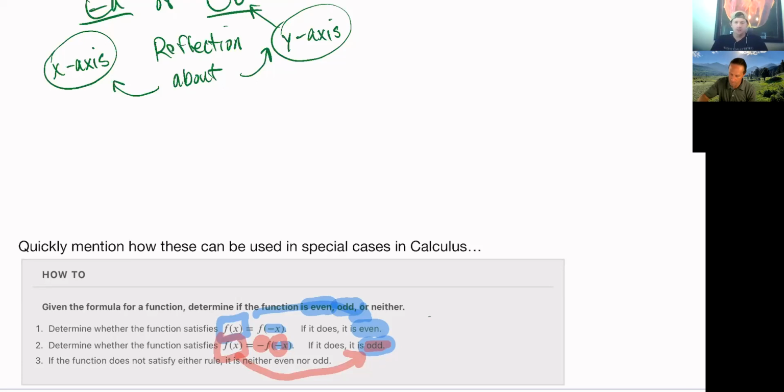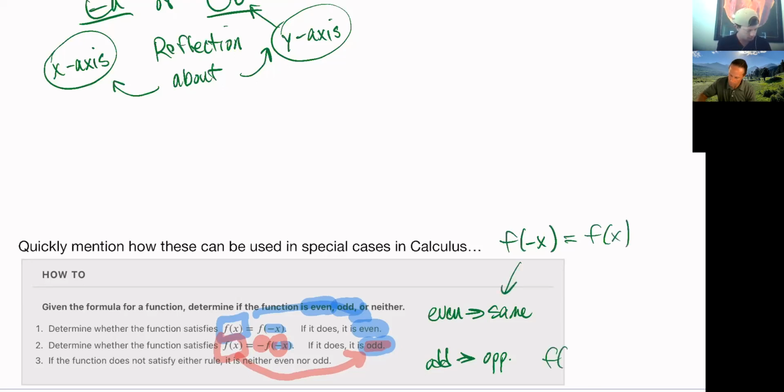Okay, so if you want to write something down: even, same, odd, opposite. And we're talking about plugging in that negative and whether you get the same thing out or the opposite of that original function. And as you saw, every once in a while, and it's only special cases, this will come in very much handy towards the end of the first semester of calculus. So that's why I'm just kind of showing it to you, not going into too much detail.